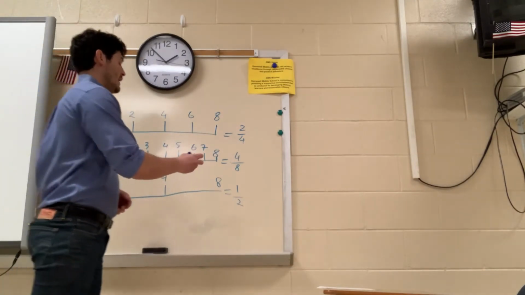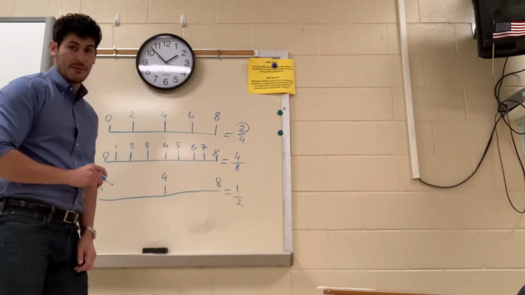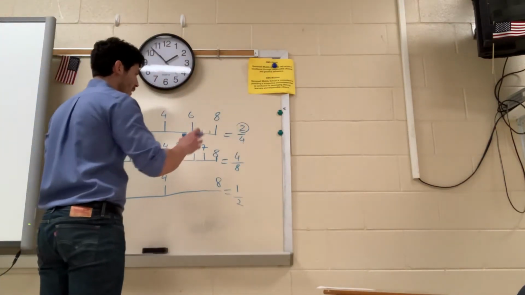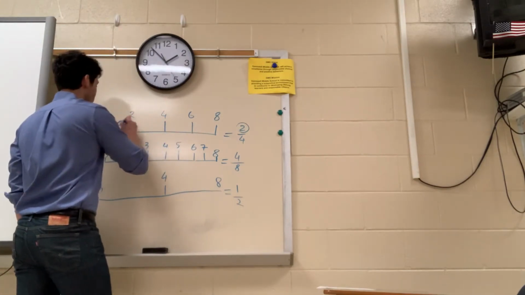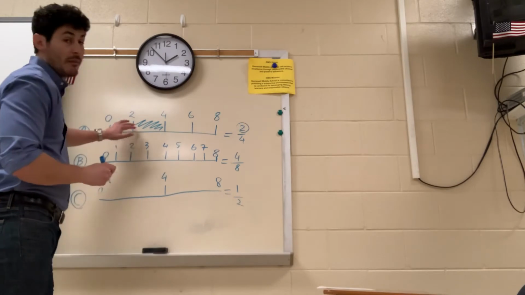So he ran exactly 2 portions, 2 sections out of 4. So I'm gonna mark 2 sections, 1 and 2, right? That's how much he ran.